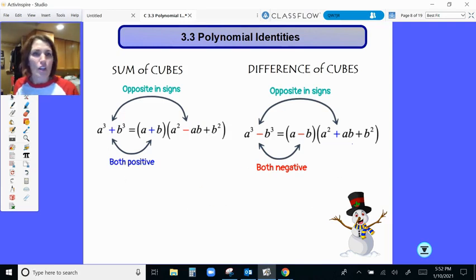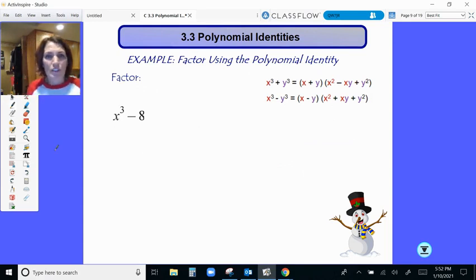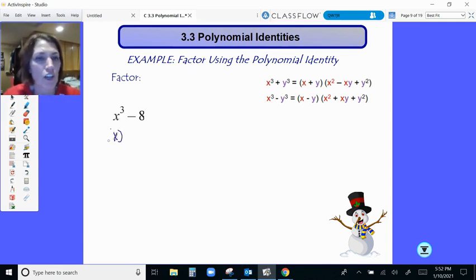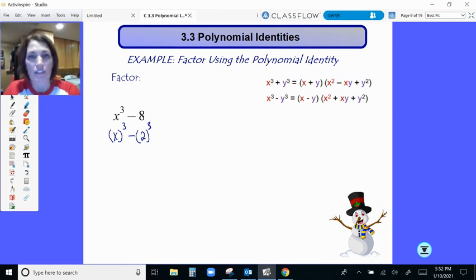Okay, so let's practice this now. Usually this is a pretty simple one, and I put the forms up here in the corner. So we want to identify what our a and b are first of all. So this is like x cubed minus 8. What is the cube root of 8? Well, that is 2. So that's going to be 2 cubed. I want to make sure that I know what my a and my b are.